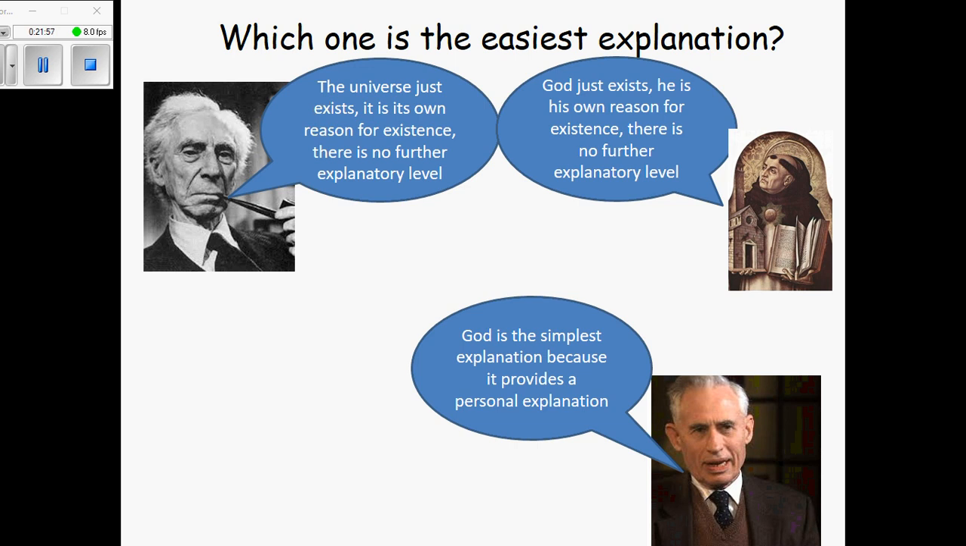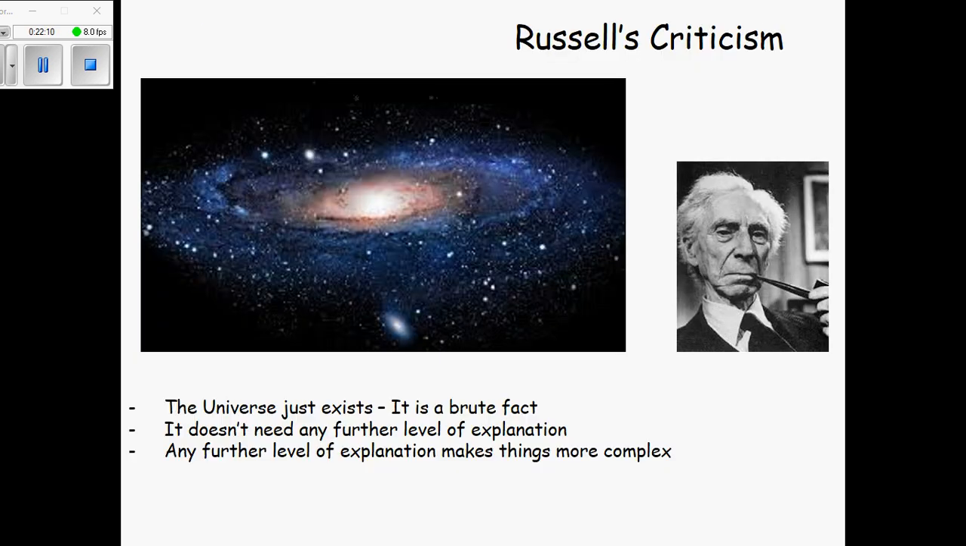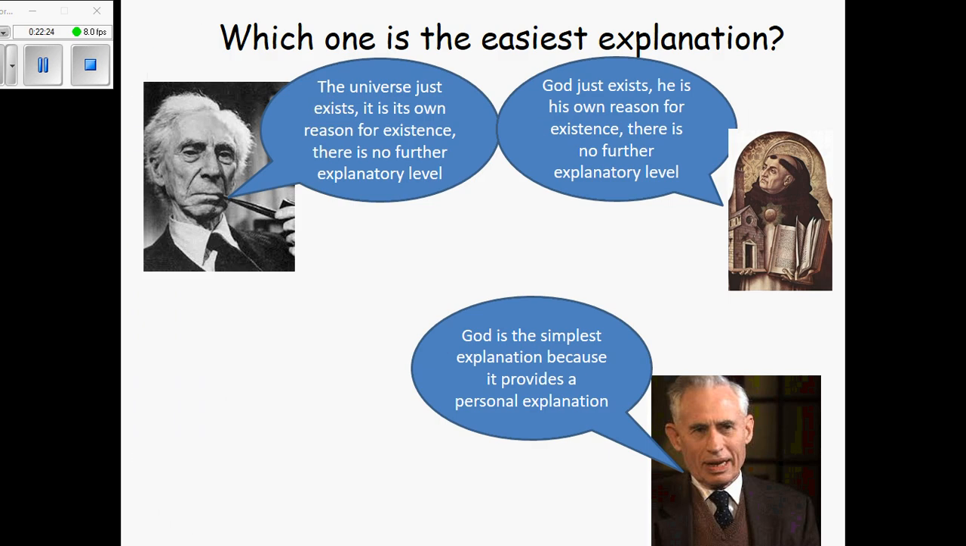And this gets complex. So Russell says the universe just exists. It's its own reason for existence. There's no further explanatory level. Now, a religious person will say, well, we need God to explain the existence of the universe. But then the atheist will turn around and say, who created God? Who caused God? And the theist will respond by saying, God just exists. He's always existed. He's a necessary being.